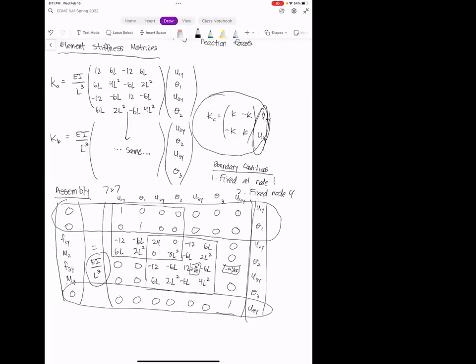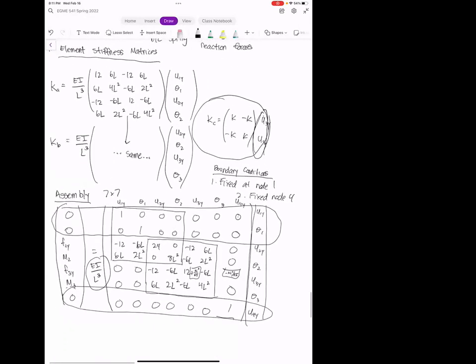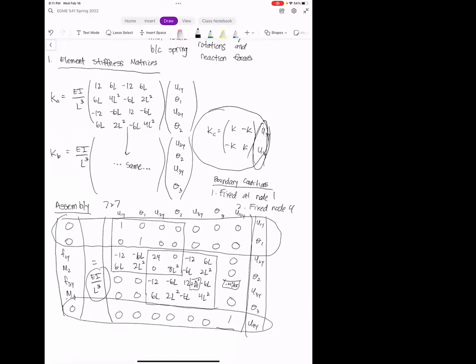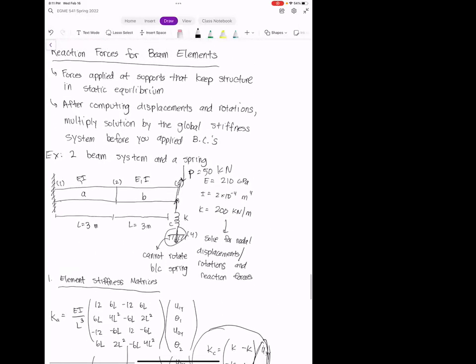All right, and so those are our supports. Just down a little bit, because that part of the spring is attached to the ground.